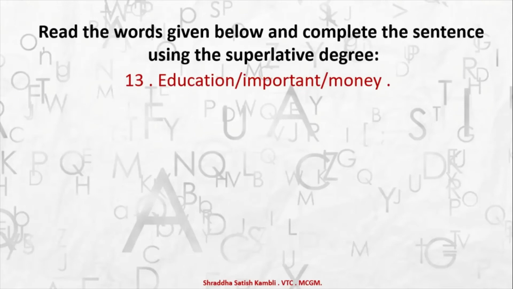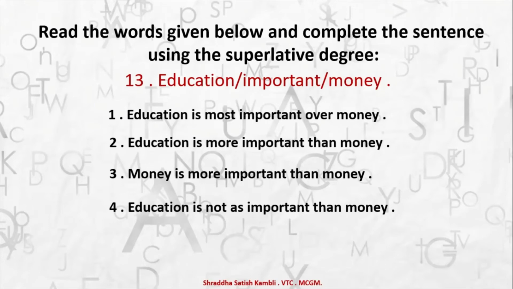Education, important, money. Superlative degree here. Okay, remember, you have to prove that education is most important. It doesn't matter whether you have money or not, but you should have education. So let's see these options. Education is most important over money.